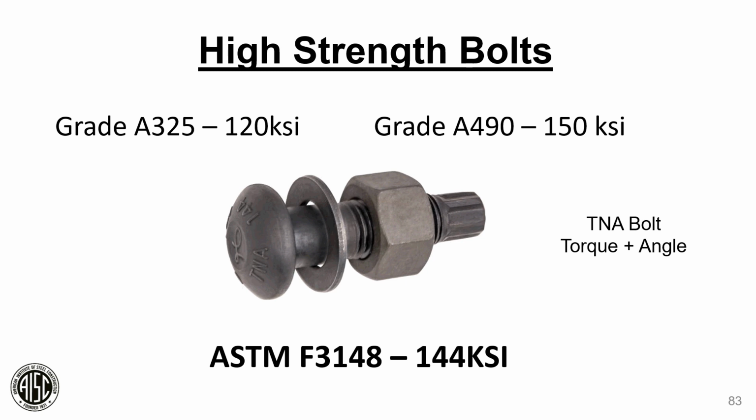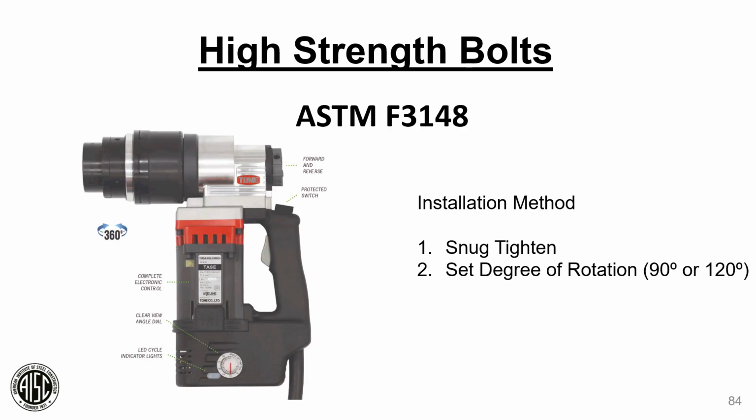This can be galvanized. So what's unique about this? I'm not going to spend a lot of time on this, but it has some unique installation methods. It has a special gun. It is snug tightened, and then you set a degree of rotation on a dial on the gun. And it takes it and rotates it the proper amount to get the proper torque. That's why it's called torque and angle when you tighten it. The little spline on the end does not break off of a TNA bolt that's used to develop torque, contrary to breaking off on a TC bolt.